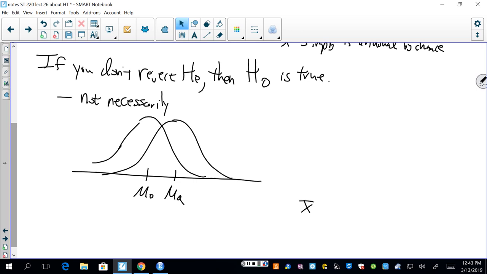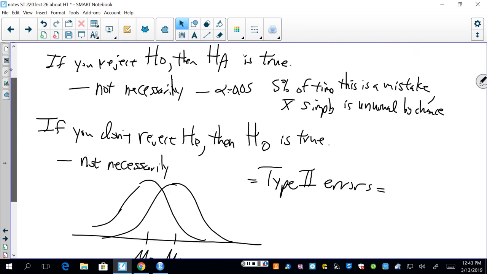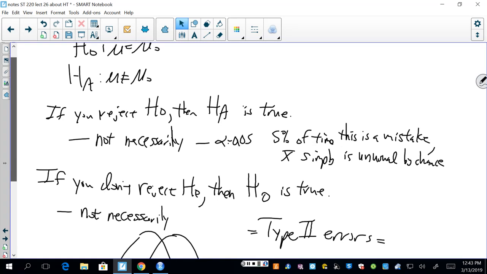Is this also 5% of the time? Not necessarily. It depends on how extreme that is, and that ties into what power is, and we're going to talk about power. But there's a type 2 error. So type 2 errors do happen. This first one, when you reject the null hypothesis even if it actually is true, is a type 1 error.